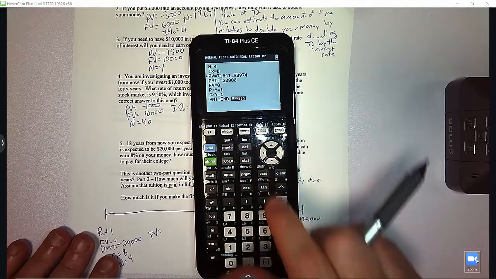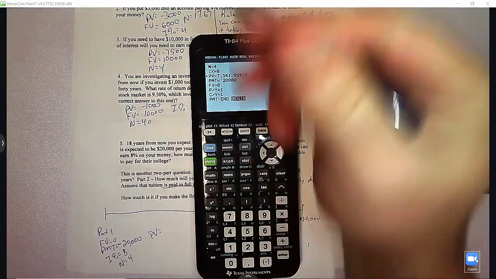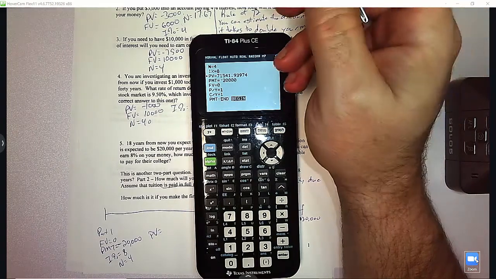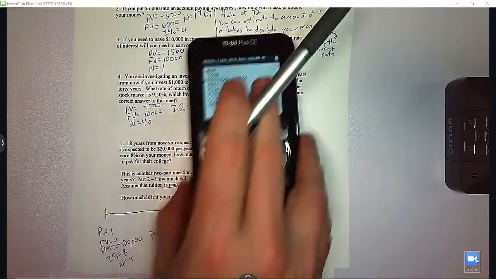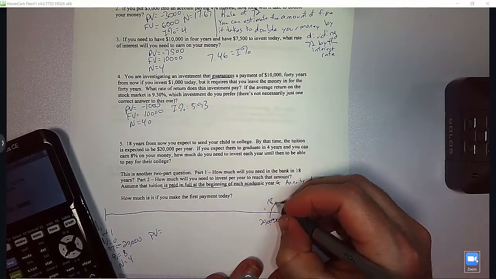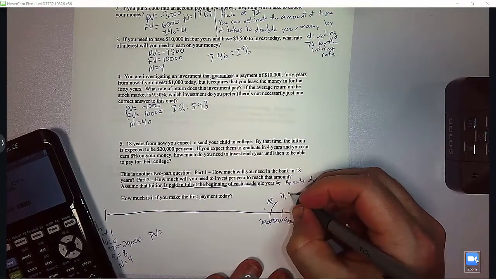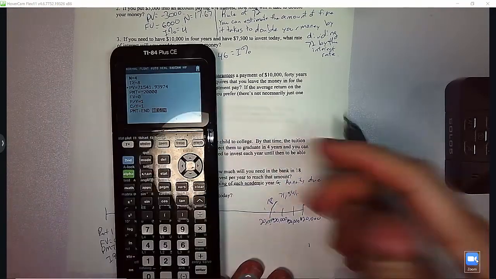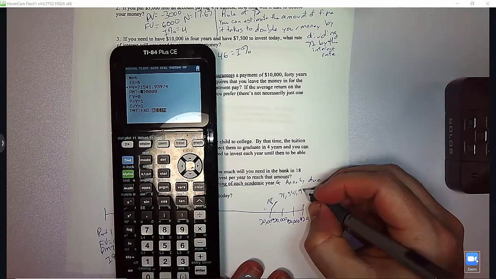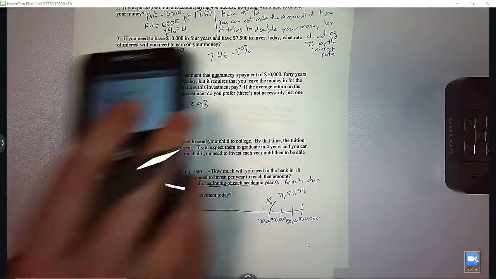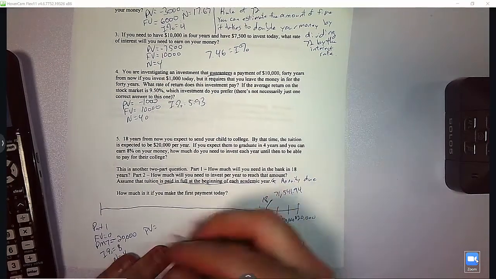So in 18 years from now, I need to have $71,541.94 in the bank. So at this point in time, I need $71,541.94. So that's part 1 of the problem. That's how much I need in 18 years.